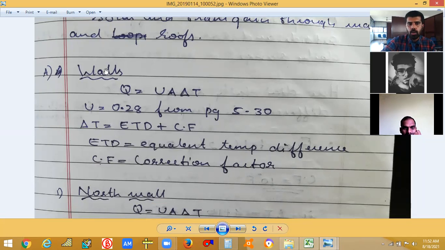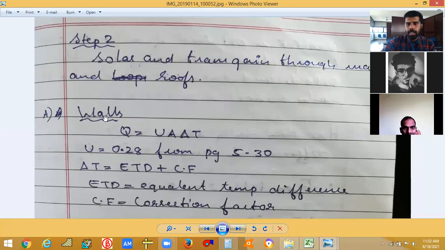So initially you write this. Then we can find out one answer. Write step 2, write walls and write its formula, its U value, and how to find delta T. You write this initially. Write it down, then we can do one.